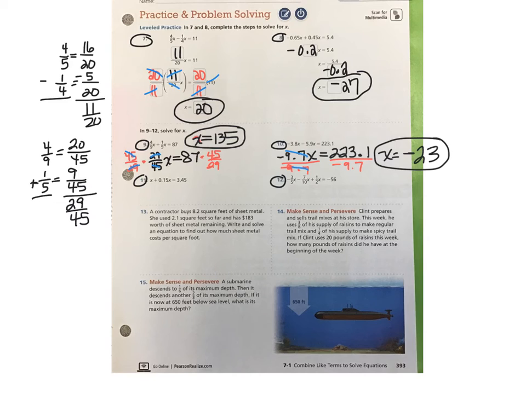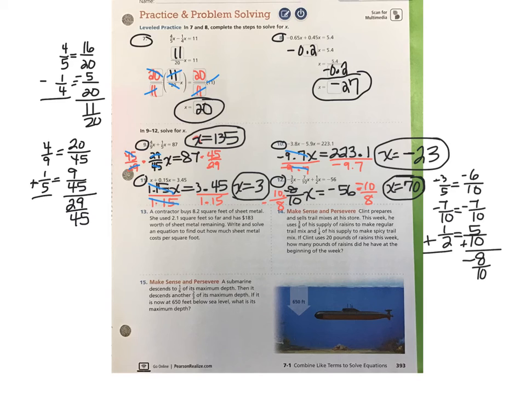Check number 10 and the work that goes with that, and you should have gotten x equals a negative 23. Now check number 11. You should have gotten x equals 3. And go ahead and check number 12. You should have gotten x equals 70. Now what I'd like for you to do, once you've checked your answers there, is to go on and try number 13 and number 14, okay? And we'll stop there and check those two first before we go on any further.